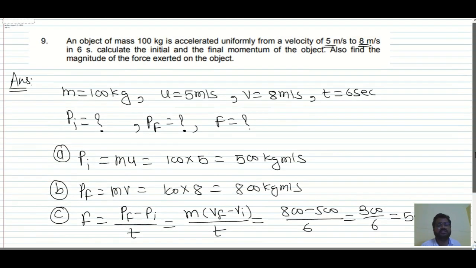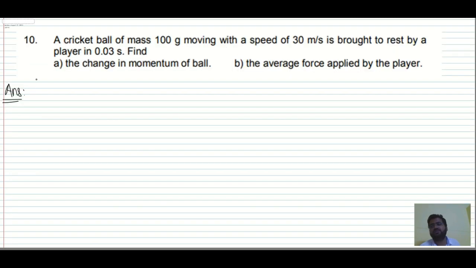So I hope this is clear. So this is the ninth problem. Now the 10th problem. A cricket ball of mass 100 gram, moving with a given speed, is brought to rest by a player in a given time. Find the change in momentum.